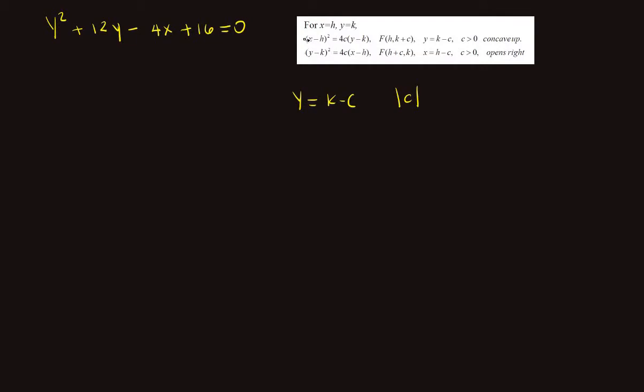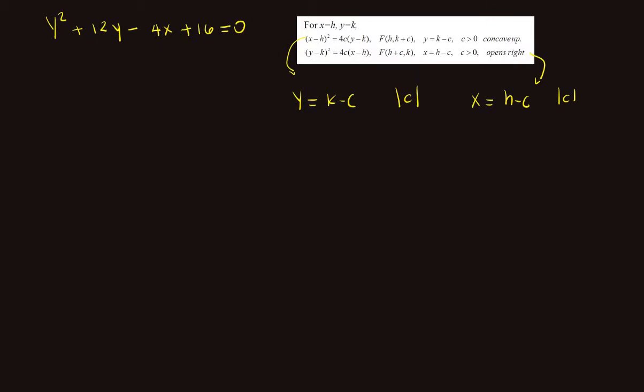That is for the first one. For the second one, we would have x equals h minus the absolute value of c. This is for the second one. Okay, now having these two equations, let's start solving this problem.